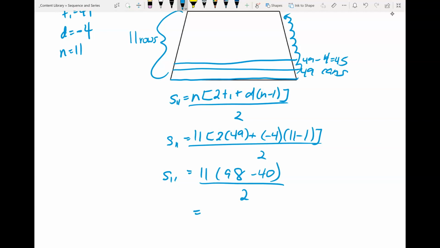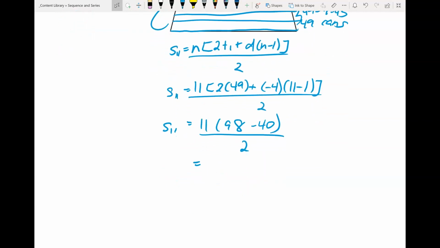This last calculation will give us 319 cans, and that would be our final answer.